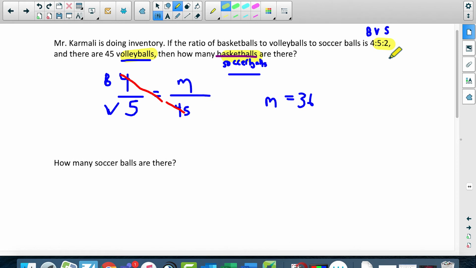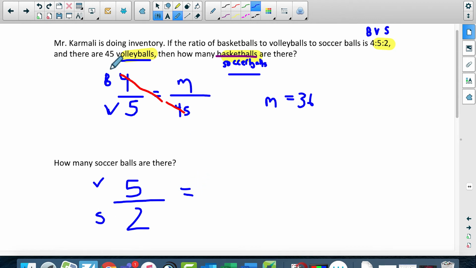And we're going to do the whole thing over again. So our first ratio this time will not be 4 to 5 because we're not interested in the basketballs. It'll be 5 to 2. And the 5 refers to volleyballs, and the 2 refers to soccer balls. Now we have one other number. It's 45. And those are volleyballs. Well, this time volleyballs is on the top. Remember it was on the bottom before? Now it's on the top. So put your 45 on the top. And the number you want to know is on the bottom here.